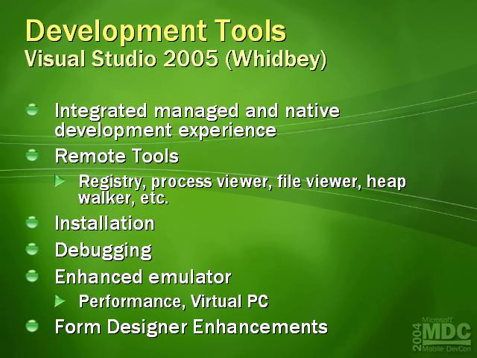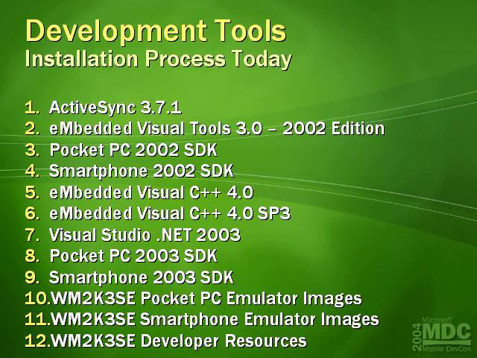And then to just demonstrate how much easier it's going to be to install the tools, I'll first give you an idea of what it takes to set up developing Windows Mobile stuff today. Now, to give you a little context, setting up everything in this list will allow you to develop applications for both smartphone and Pocket PC. But it's a lot of stuff. There's 12 different things there.